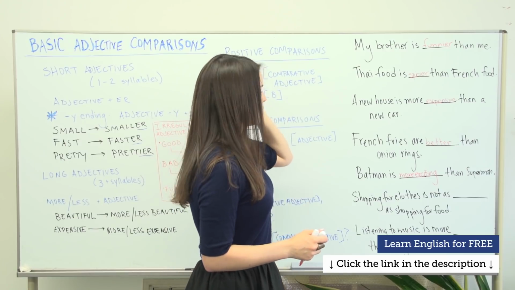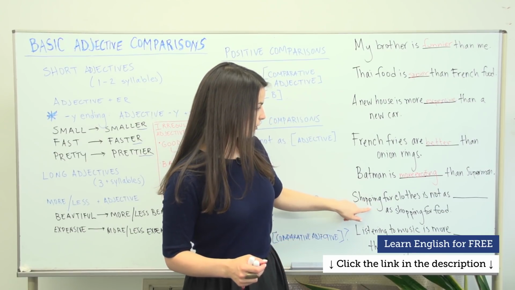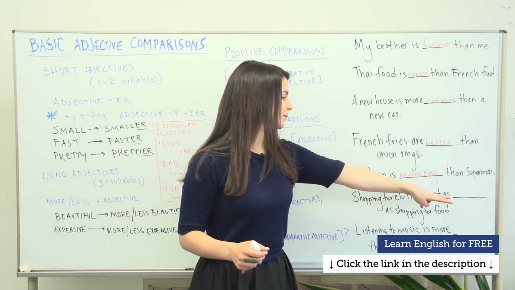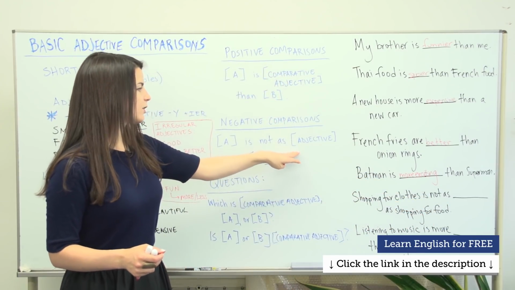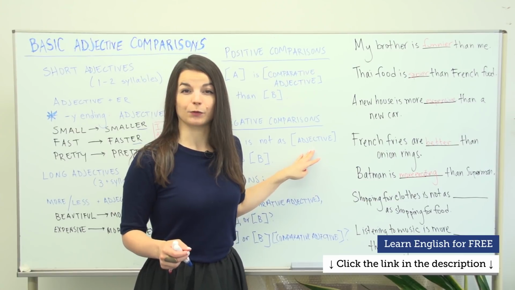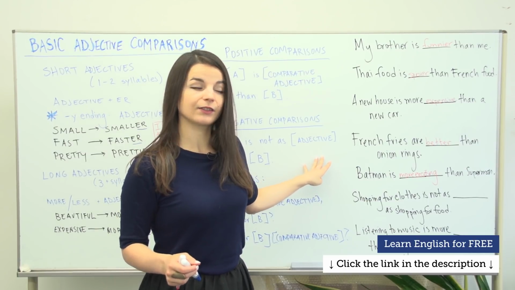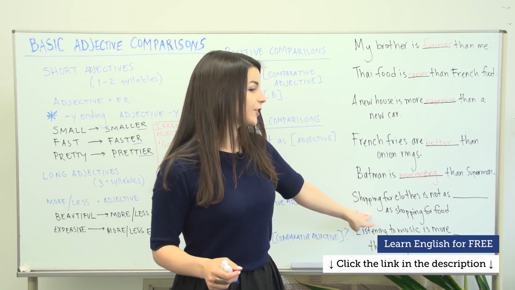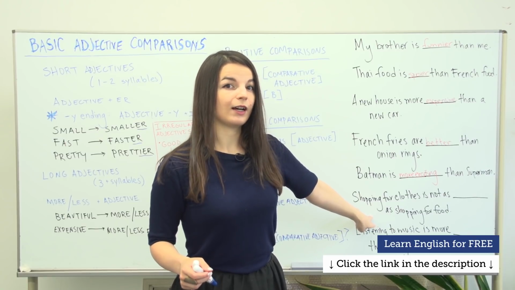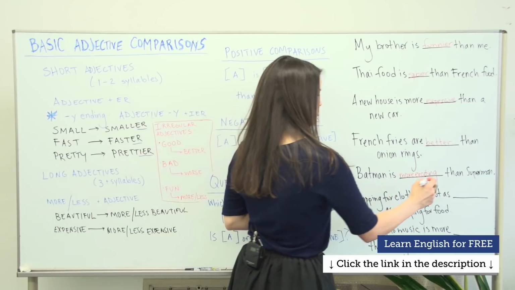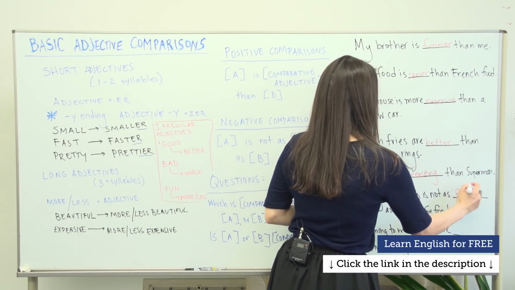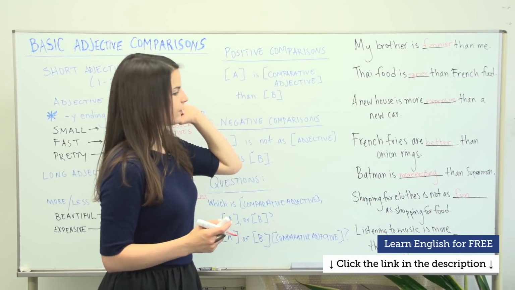Okay, so let's go to the next one. Shopping for clothes is not as something something as shopping for food. So we learned here there's no change to the adjective when I'm making a negative sentence. So I want to use the adjective fun here. Fun, therefore, does not change in this sentence. So shopping for clothes is not as fun as shopping for food.